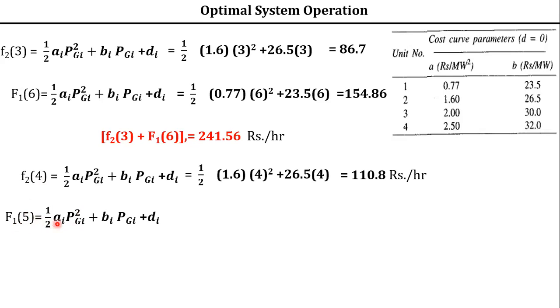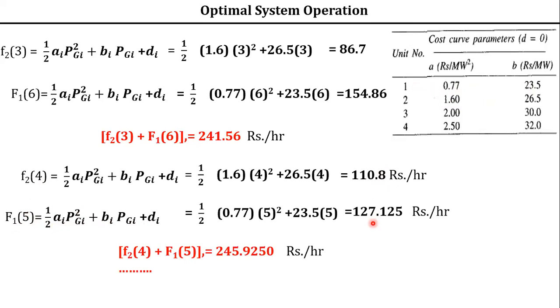So for the first unit, take the coefficients AI, BI: 0.77, 23.25. You substitute those things, and this will be your answer. Add these two, F2 of 4 plus F1 of 5. This is your value; 245.925 is the right answer. So, people have given the right answer.